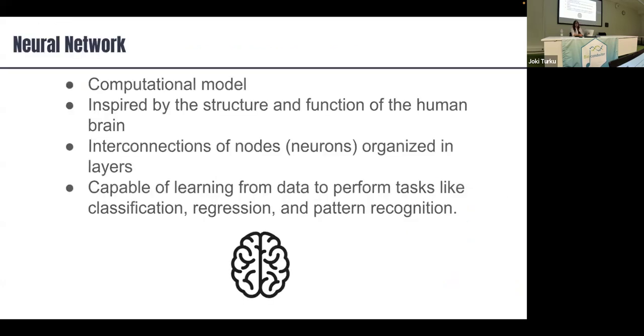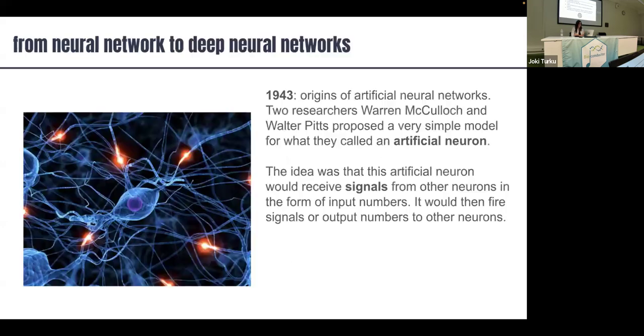So the convolutional neural networks, as the name says, are based on neural networks. They are just like an interconnection of nodes, which are these neurons, organized in layers. So more or less, it's a structure that happens in our brain. We have neurons that are activated or deactivated, from some things that happen in biology in our brain. And this model is able to learn from data to perform some task, for example, classification, regression, or pattern recognition.